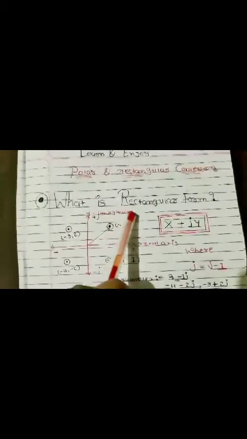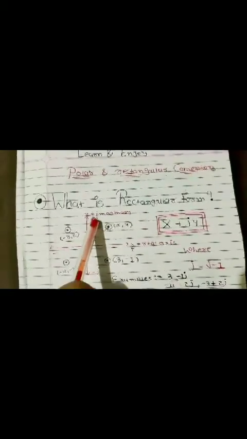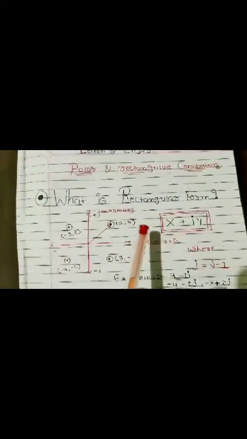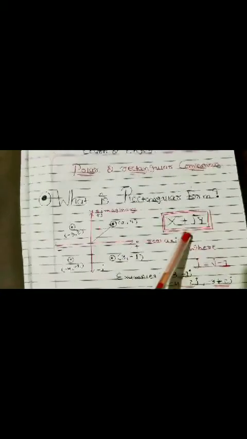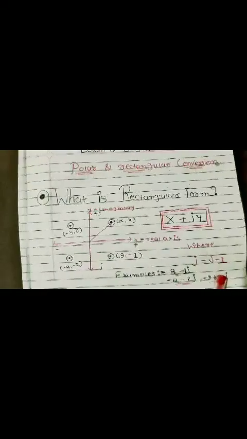Rectangular form has an imaginary and a real axis, and we consider one point here, x and y. If we want to write the point x and y in rectangular form, we can write it like this: x plus jy, where j is equal to the square root of -1. In complex equations, we have to put in the value of j. So I mentioned the value of j here.